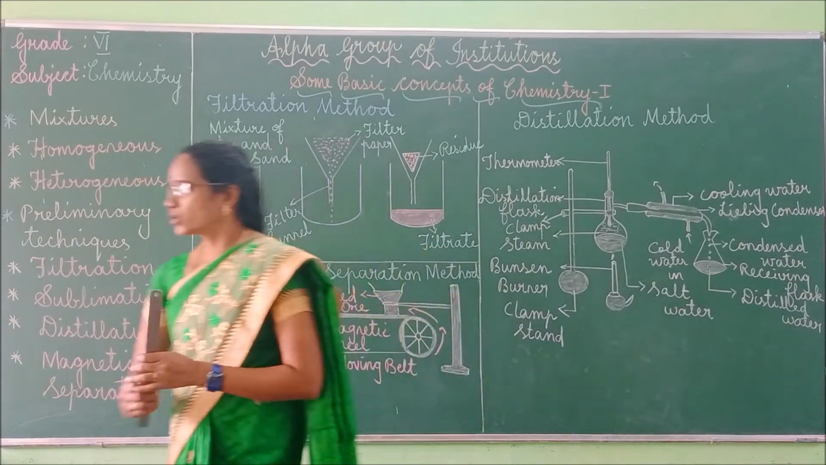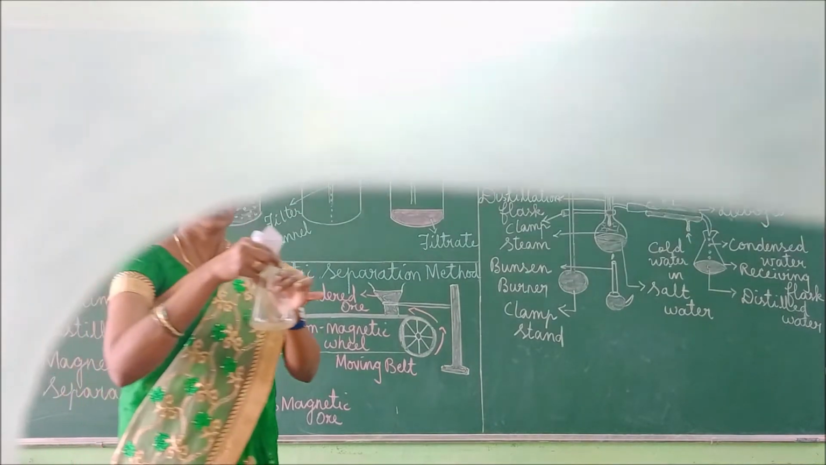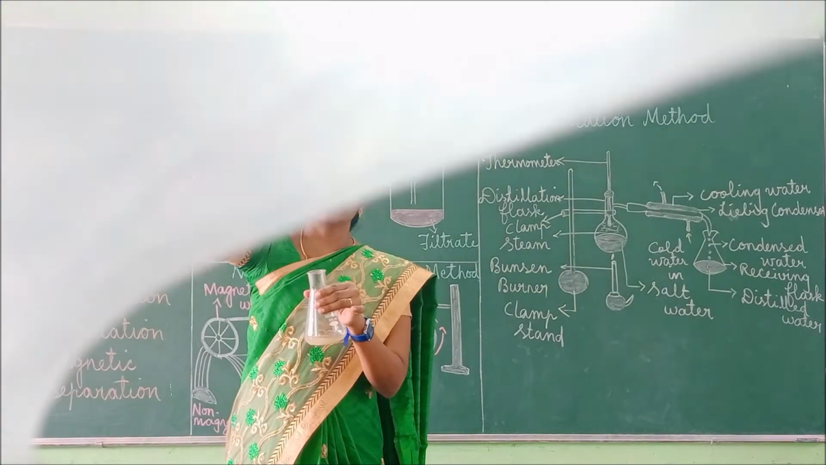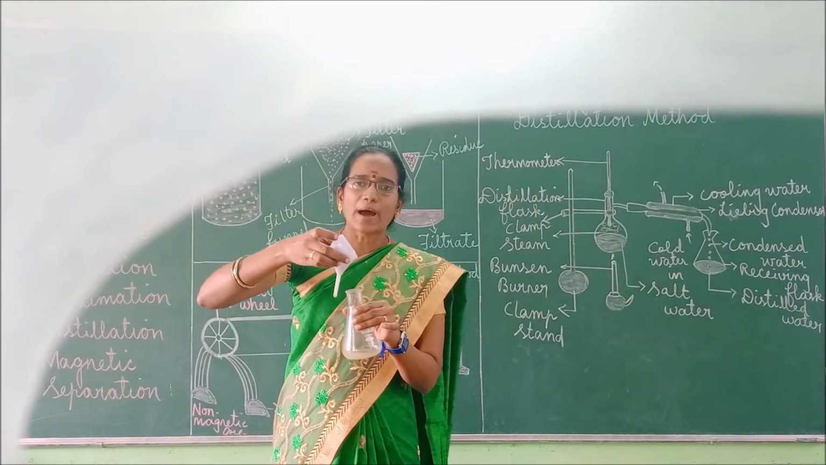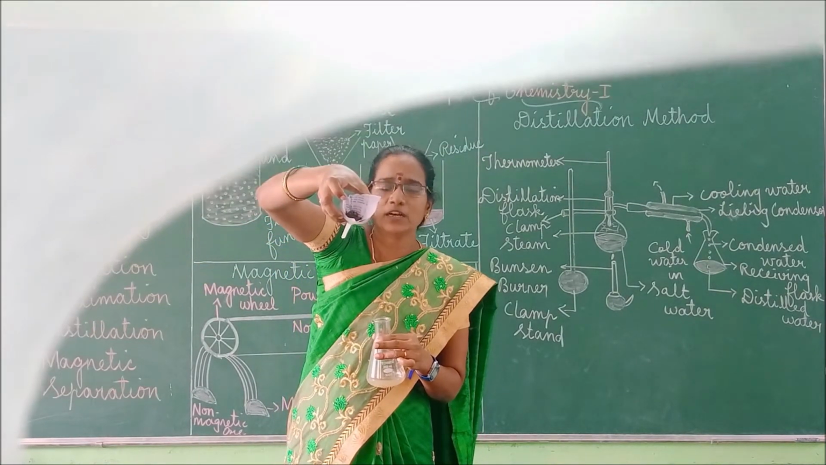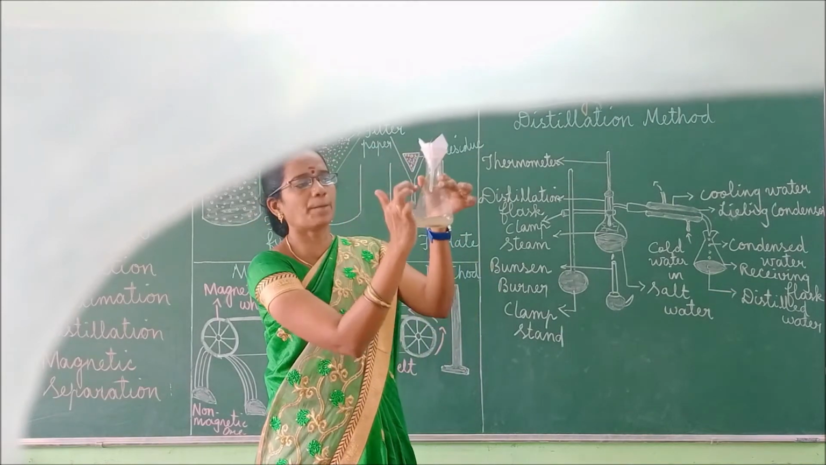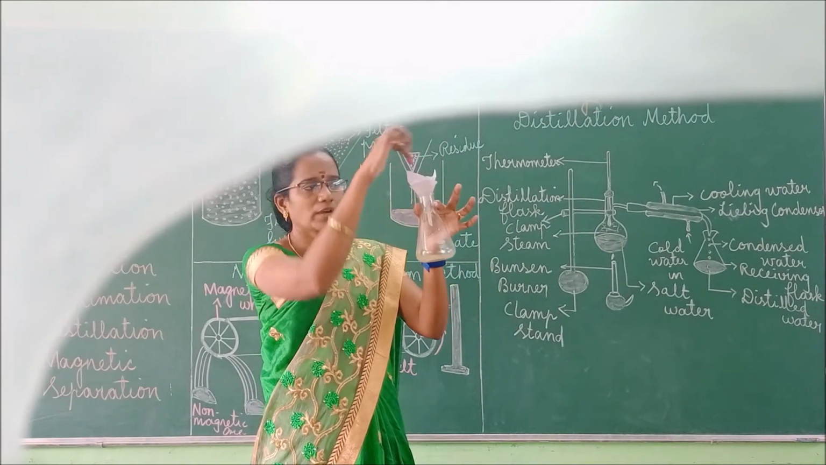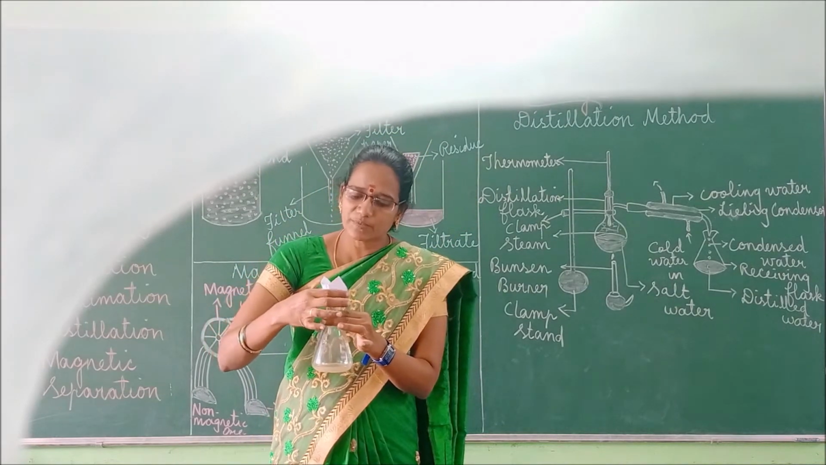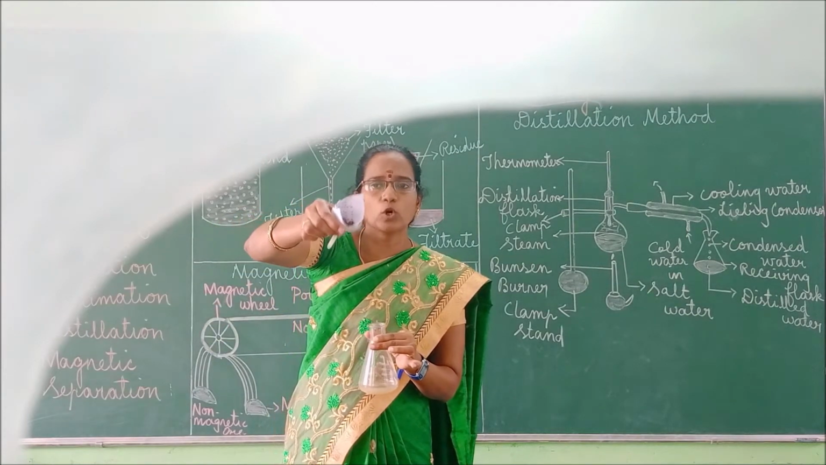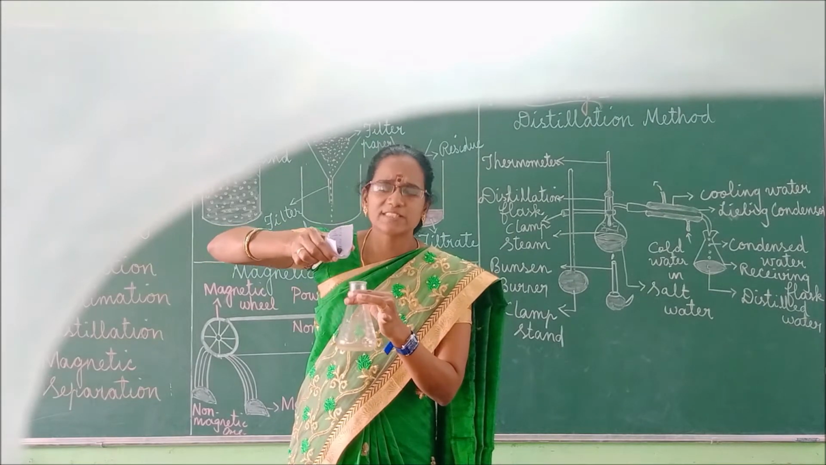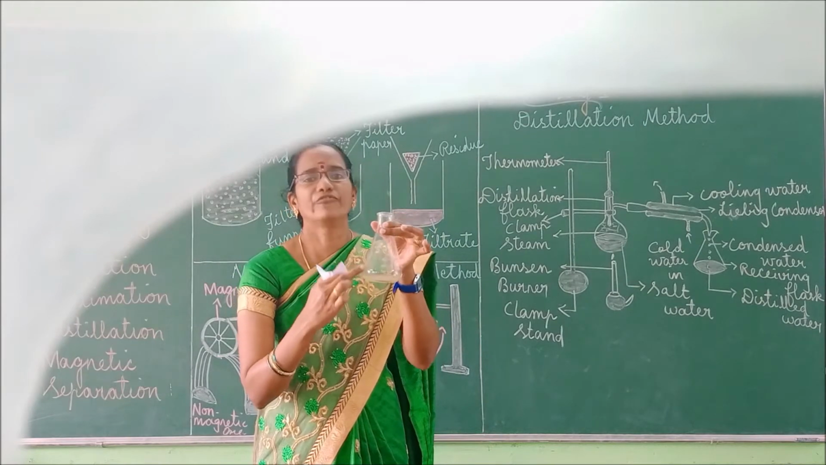Look at this one. This is the funnel. If you see this funnel, all the sand particles stay behind the filter paper and the water passes through the filter paper. The sand particles that stay behind in the filter paper are called the residue. It is nothing but the waste product, and this is called the filtrate.